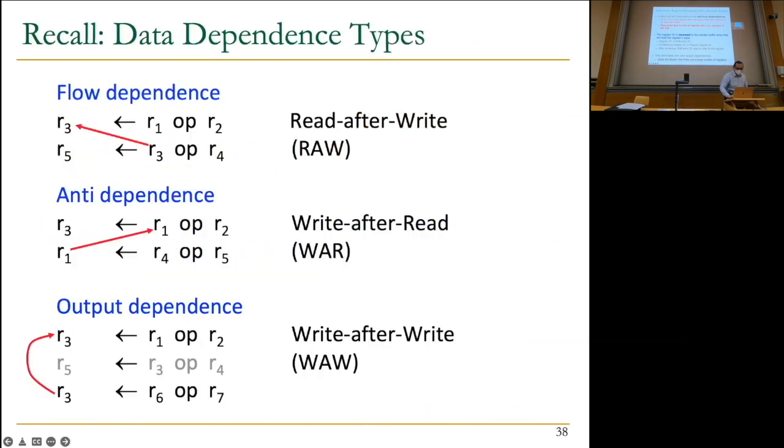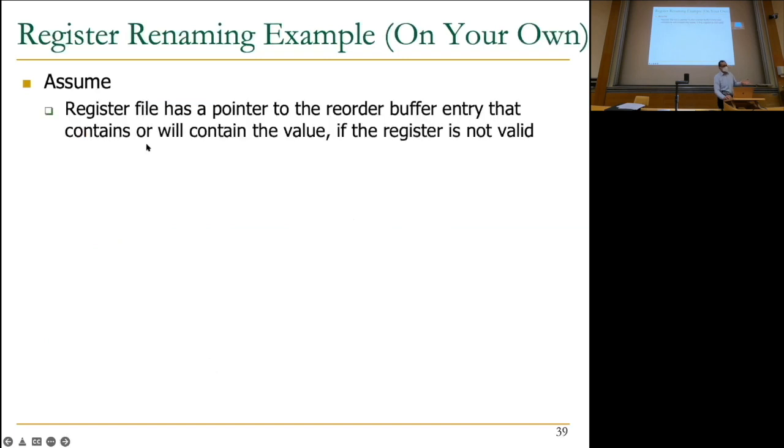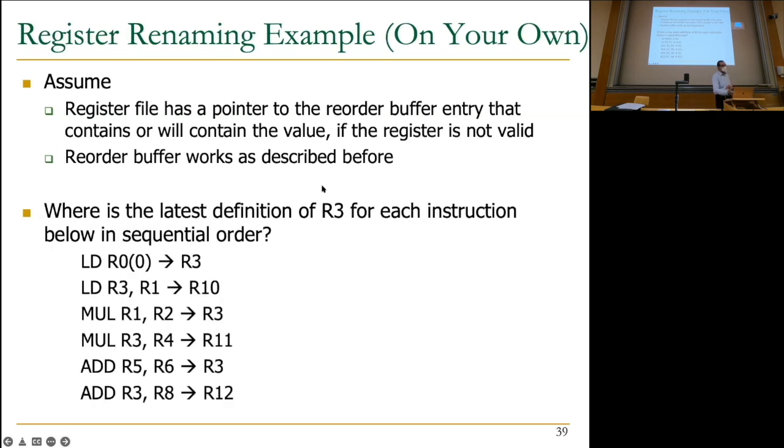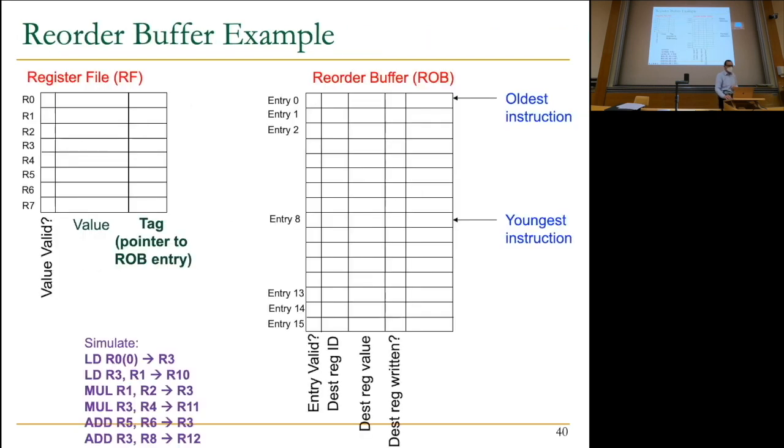Okay. So just to jog your memory, we've eliminated these anti-dependencies and output dependencies because these register 3s are in different locations in the reorder buffer. But of course, you need to obey the flow dependencies by ensuring that you get the correct value from the correct definition of R3. Okay, so this is for on your own. We're actually going to do this when we talk about out-of-order execution next week. The register file has a pointer to the reorder buffer entry that contains or will contain the value if the register is not valid. And then the question is basically, where is the latest definition of R3 for each instruction below in sequential order? This is actually an easy example. We're going to do a more complicated example next week.